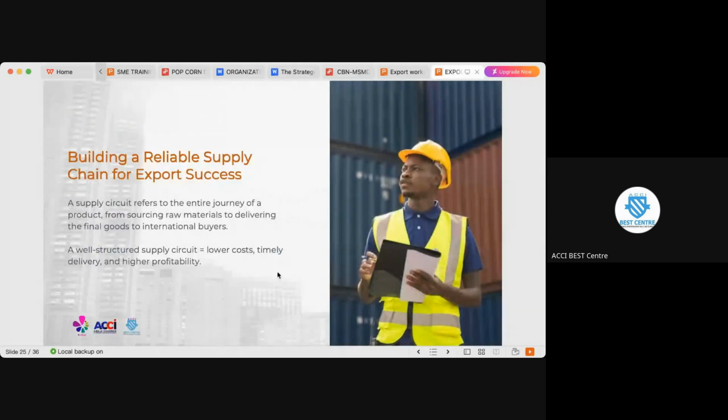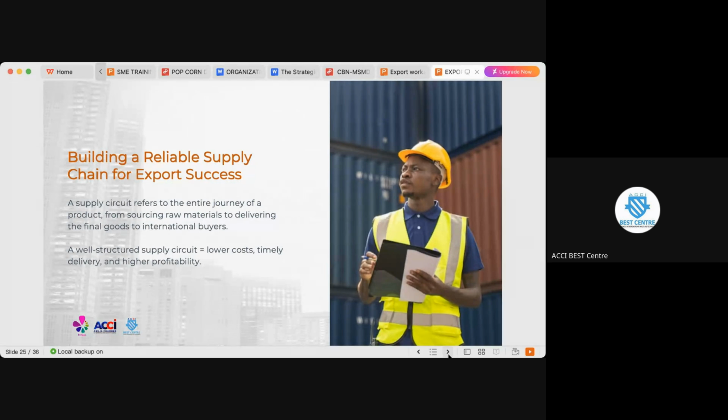So, I want to talk about using a reliable supply chain for export. A well-structured supply cycle, of course, lowers your cost, gives timely delivery, and higher profitability. What is this supply cycle? Supply cycle is the journey starting from the beginning where the product was farmed or where it was sourced, either in textile or in agro products, up to the process whereby it gets to the final consumer. So that is the process of supply chain. And a well-structured supply chain circuit will, of course, lower your cost, give timely delivery, and higher profitability.